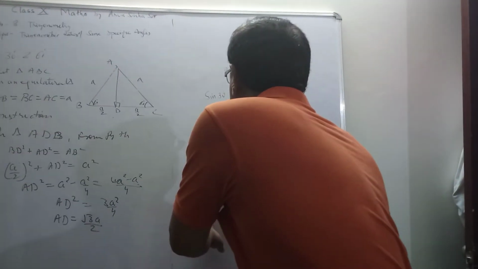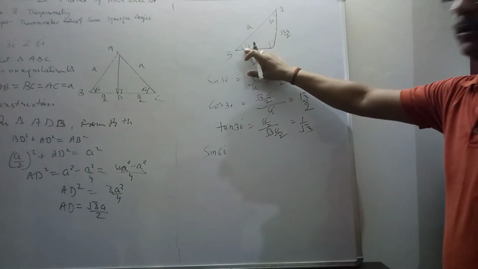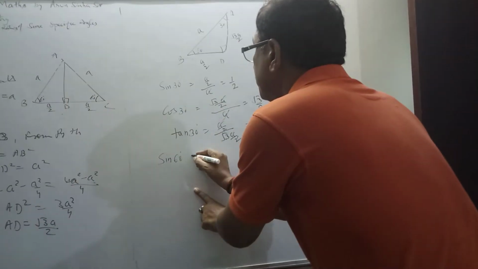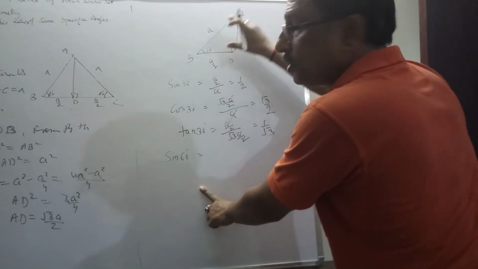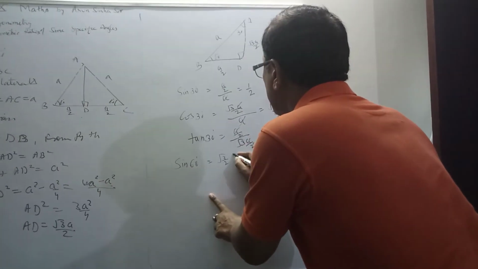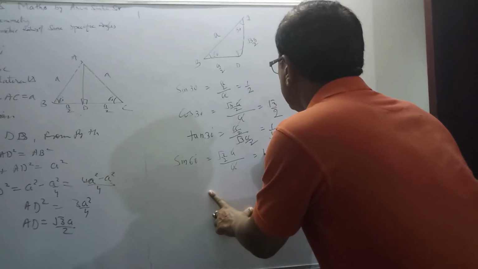Again see 60 degree. For 60 degree you can see, children, this is the base angle. So this will be your base, perpendicular, hypotenuse. So what will you get? This is the base angle, so this will be perpendicular. Okay, children. Root 3 upon 2A upon hypotenuse, that is A. This A cancelled, so you get, children, what?